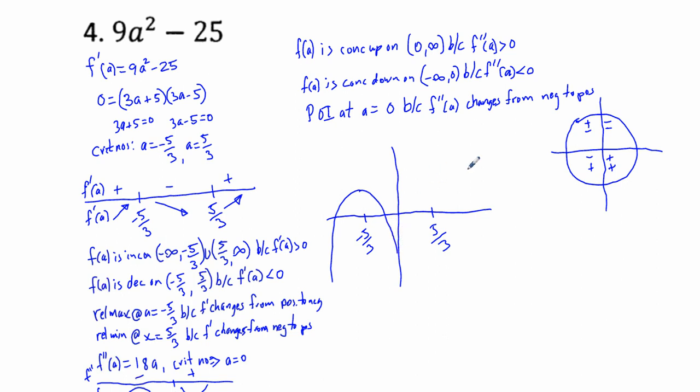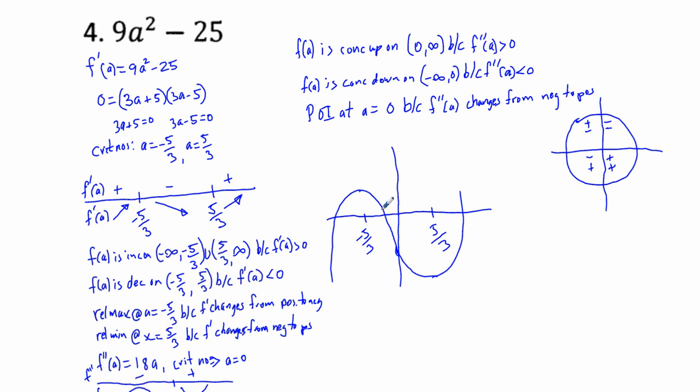Okay? And then between 0 and 5/3, we are all of a sudden concave up, and we are still decreasing, okay? So the point of inflection is going like this. So now we're concave up, still decreasing. And when we get to 5/3, after 5/3, we are plus plus, which is going to be this thing over here in the lower right. So we're going to look like this. So that's what our graph is going to look like.